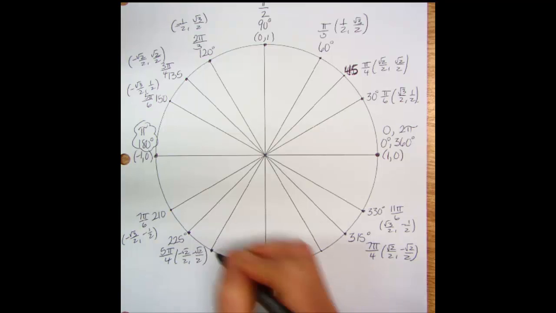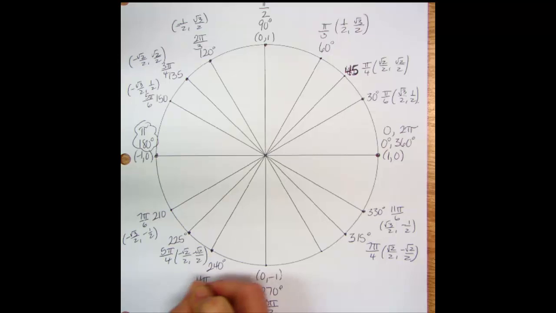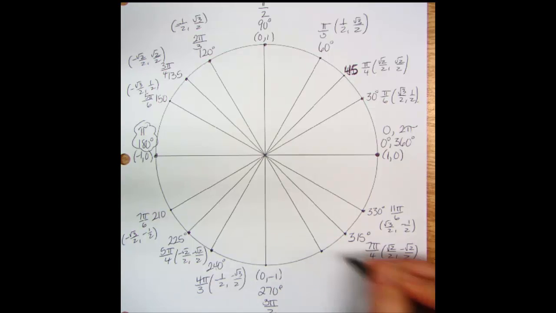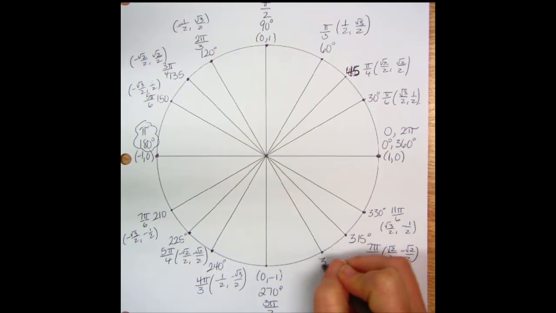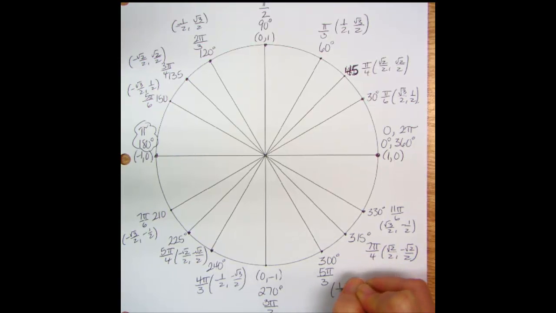In quadrant 3, 240 degrees, which is 4 60s, 4 pi 3rds radians, (negative 1/2, negative root 3 over 2). And finally, 300 degrees, 5 pi 3rds radians, (1/2, negative root 3 over 2).